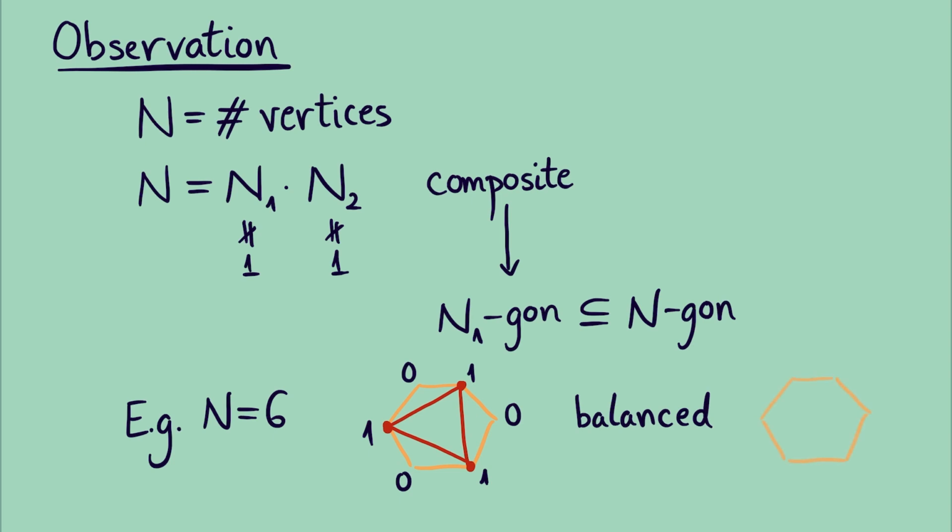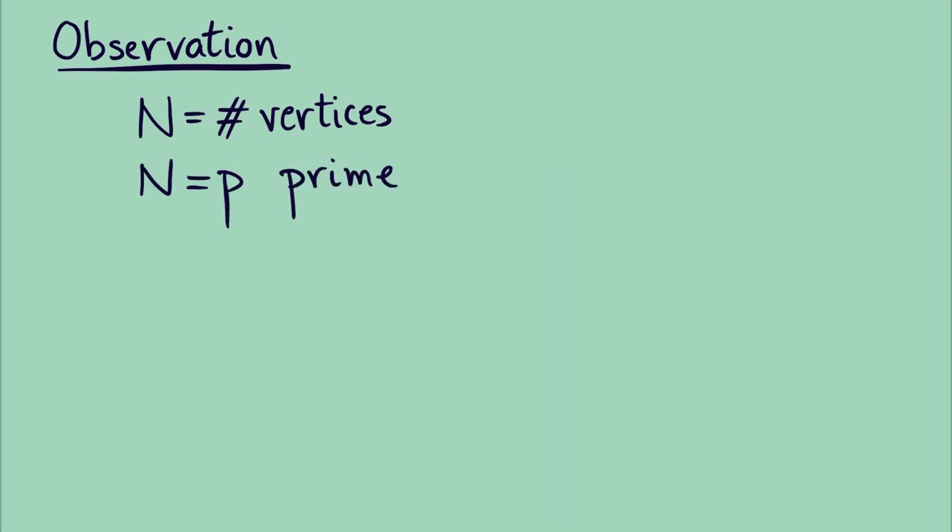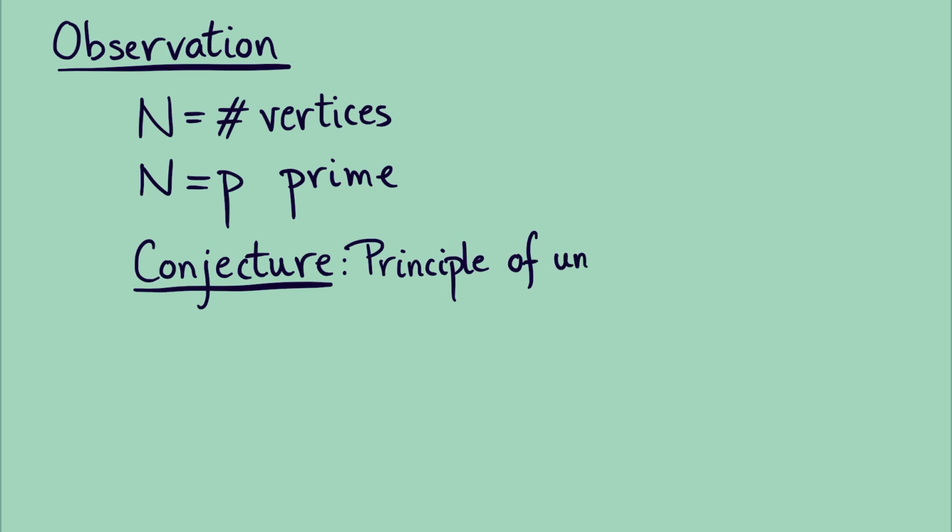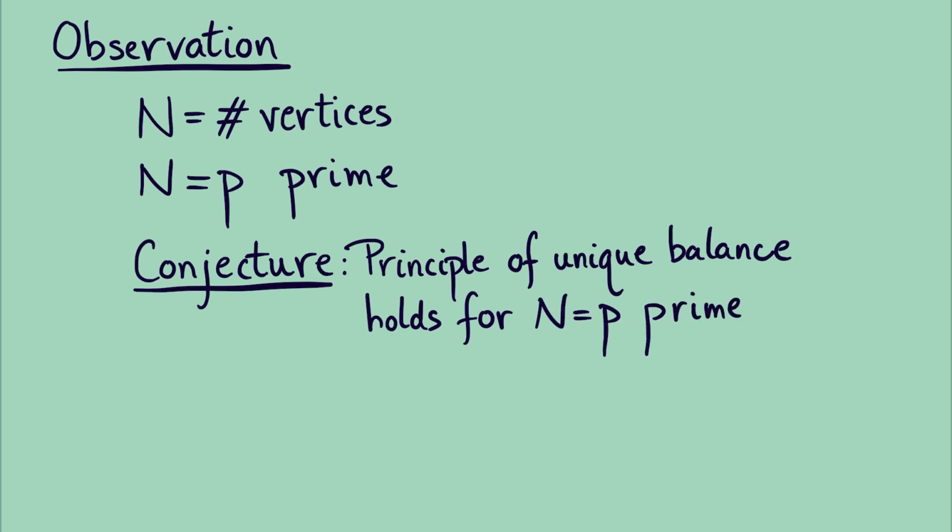For simplicity, we will also talk about two diametrically opposite points as a regular polygon with two vertices, even though that's technically an abuse of language. So we are now left with the polygons with a prime number of vertices, n equals p for prime. We might guess that the principle of unique balance holds in this case, at least based on our examples with n equal to 2 and n equal to 3. But making a bold conjecture like this based on two examples is dangerous. Yet it turns out that our intuition is correct.